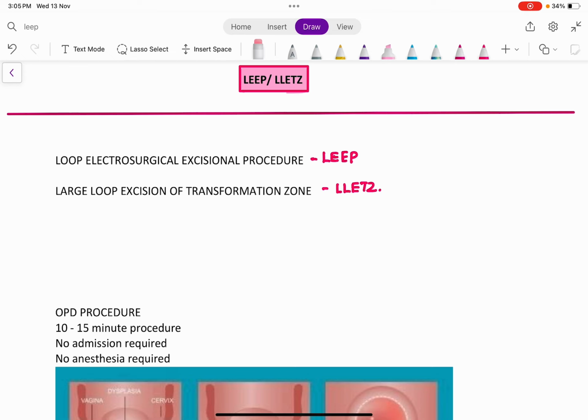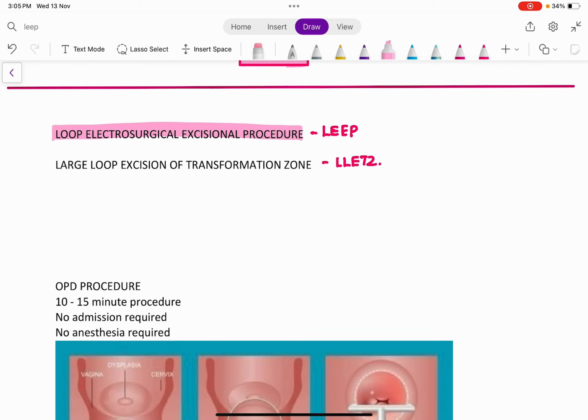Before starting with that, what is the actual abbreviation of LEEP? LEEP stands for Loop Electrosurgical Excisional Procedure. So here we have a loop, we have electricity, and with the help of the loop and electricity, we are going to perform an excisional procedure, right? And what do you mean by LLETZ? LEEP is also known as LLETZ, the same procedure, but it has two abbreviations, LEEP and LLETZ. LLETZ stands for Large Loop Excision of the Transformation Zone.